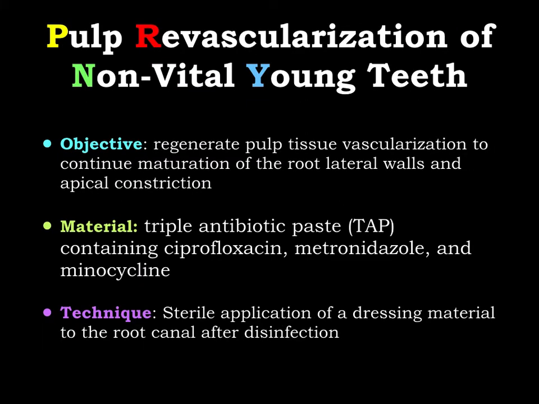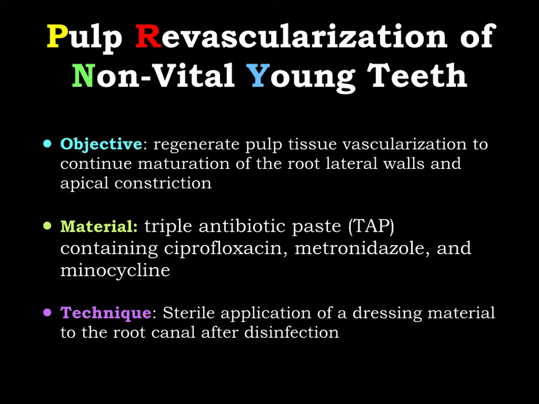Now there are new practices. They say you have to do some pulp revascularization, which means regenerating of the pulp tissue. We have one goal. We want the radicular dentin at the apical third to continue growing and to close the apex. The recommended material is a triple antibiotic paste containing ciprofloxacin, metronidazole, and minocycline. And the technique is very simple.